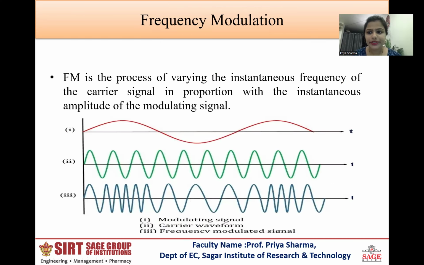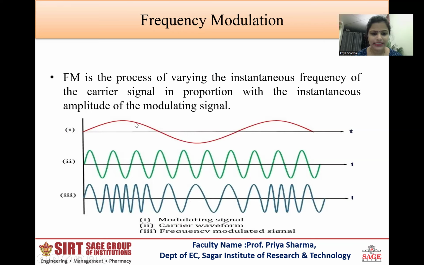So coming to frequency modulation first. Frequency modulation is the process of varying the instantaneous frequency of the carrier signal in proportion with the instantaneous amplitude of the modulating signal. This is the waveform of frequency modulation, how it takes place. This is the message signal or the modulating signal. This is our high frequency sinusoidal carrier wave. Now, after passing it through the modulator, the frequency modulation is seen like this.